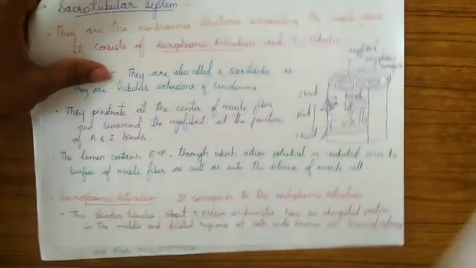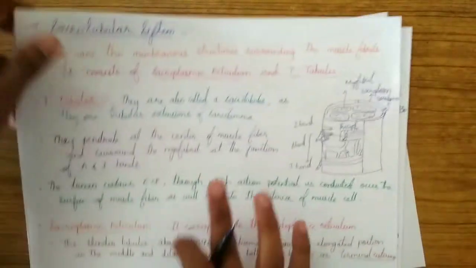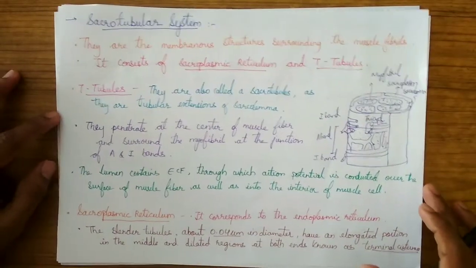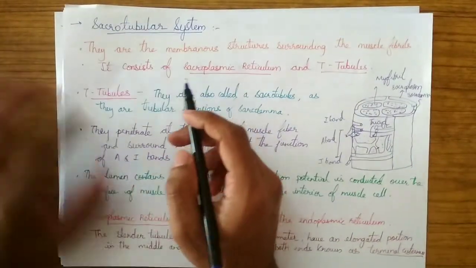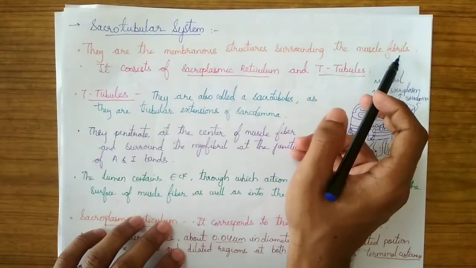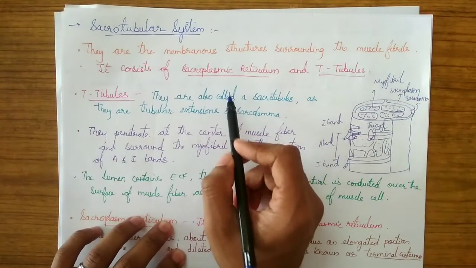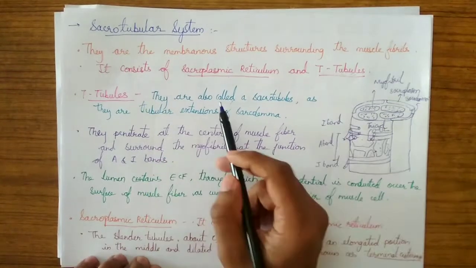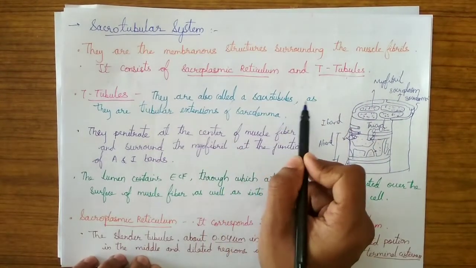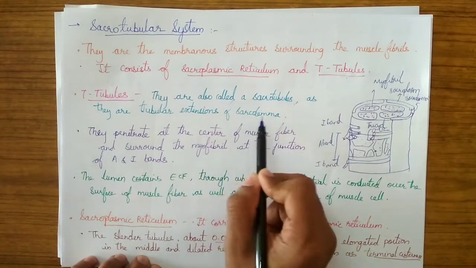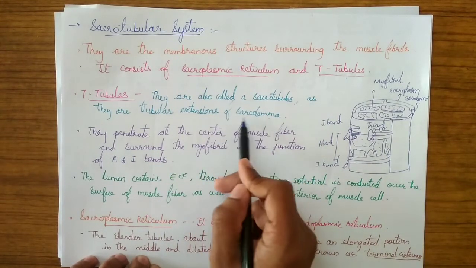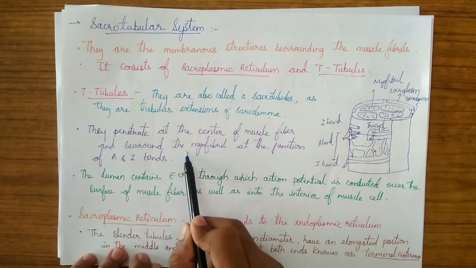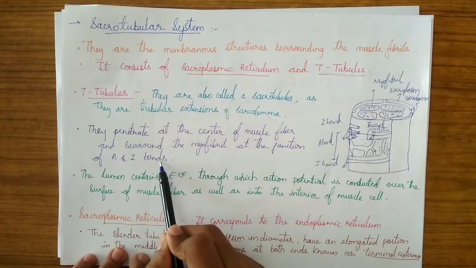So now let's talk about the sarcotubular system, which is the most important one and can be asked as a main question in the board examination. So what is the sarcotubular system? They are the membranous structures surrounding the muscle fibrils. It consists of sarcoplasmic reticulum and T tubules. So what are T tubules? They are also called transverse tubules, as they are the tubular extensions of the sarcolemma. They penetrate at the center of the muscle fiber and surround the myofibril at the junction of A and I bands.